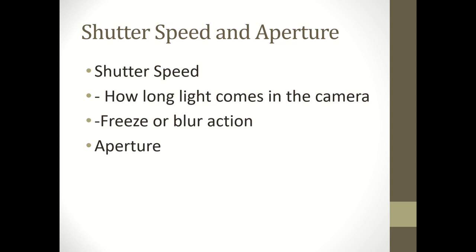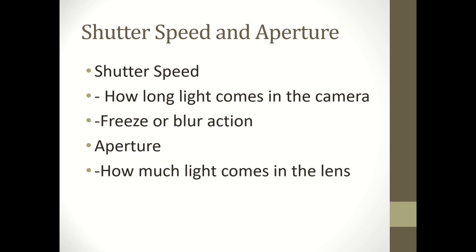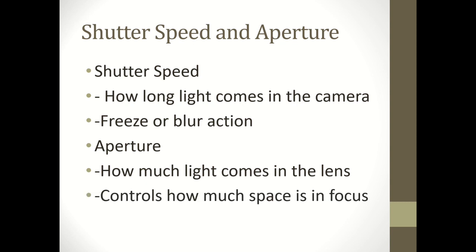Second is aperture, and aperture is all about the lens of the camera. It's how much light comes into the lens, the size of the opening in the lens. And that size of the opening is also going to affect something else in the photo. It's going to control the amount of focus, or the space that's in focus. So we have the amount of light coming in the camera over time, the amount of light coming in the camera with the lens, and then we have the speed of the camera affecting the subject motion, and then we have the lens affecting what's in focus.